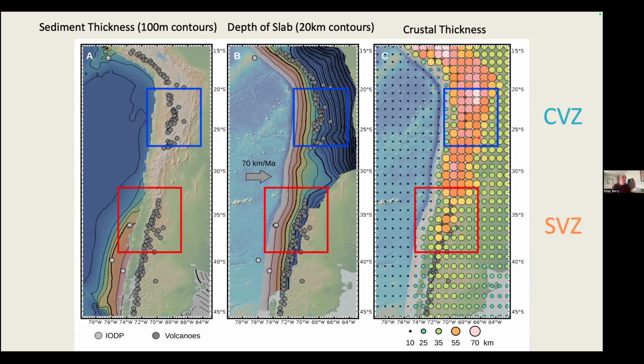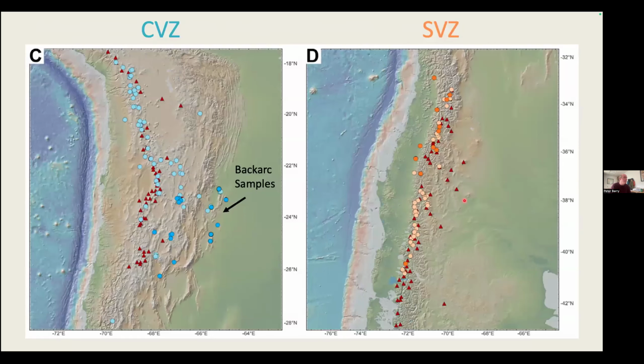And it's a pretty stark contrast between the central volcanic zone and the southern volcanic zone, where you can see that the crustal thickness in the central volcanic zone is up to about 70 kilometers thick, which is extremely thick relative to other subduction zones around the world. So these were the hypotheses that we laid out, that these large scale geodynamic tectonic features would influence what we saw in the volcanic gas emissions.